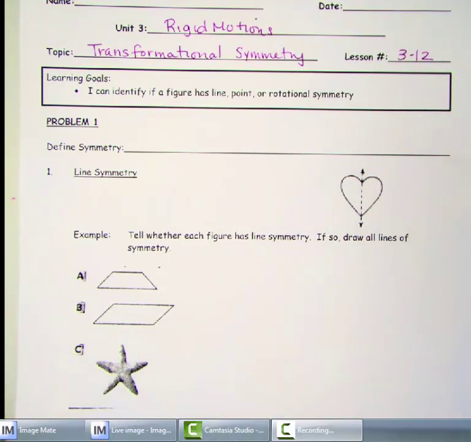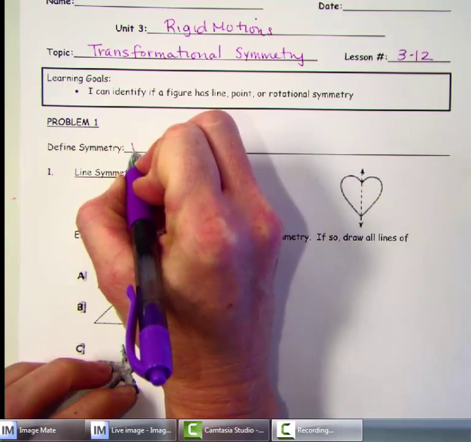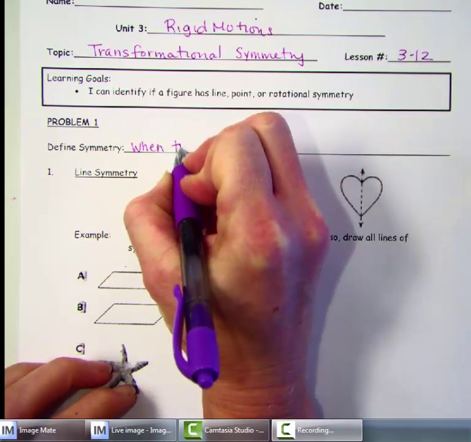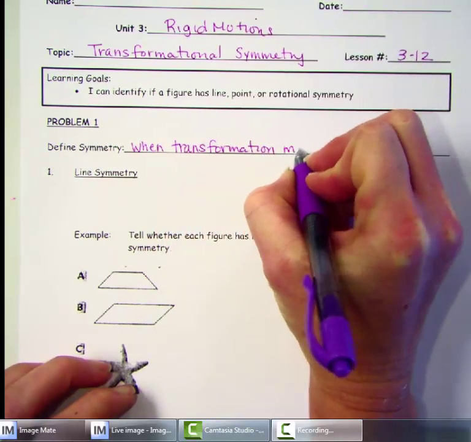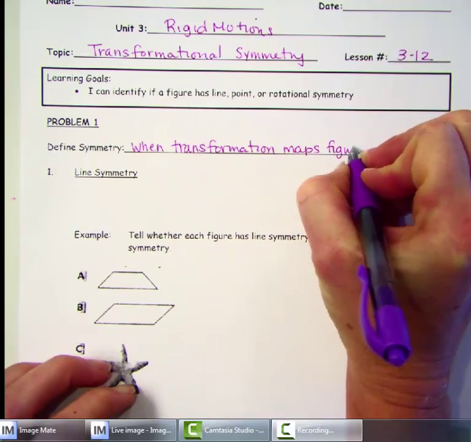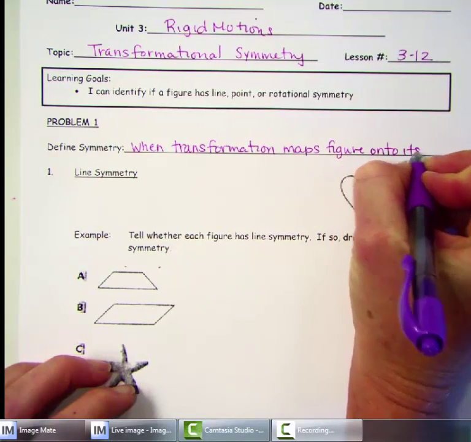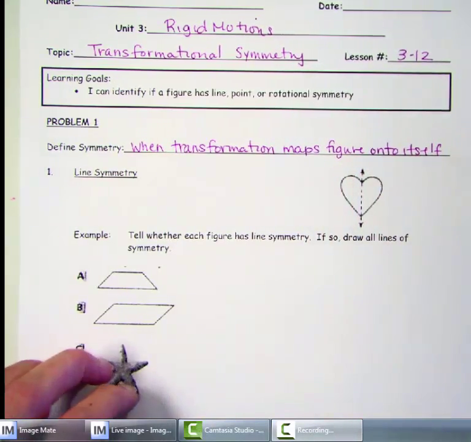By the end of class, you should be able to identify if a figure has line, point, or rotational symmetry. So let's first just define symmetry. We say that a figure has symmetry if there's a transformation that maps the figure onto itself. So a figure has symmetry when a transformation maps the figure onto itself.